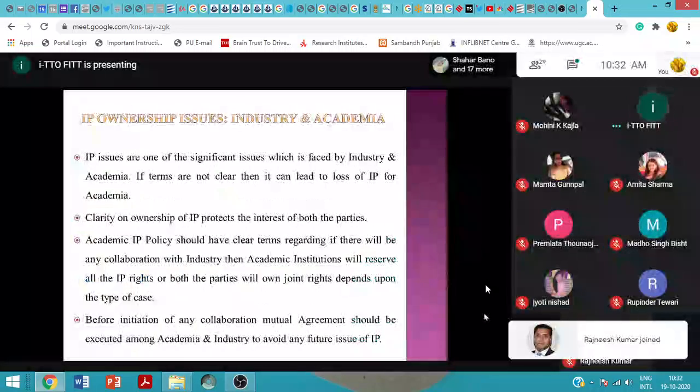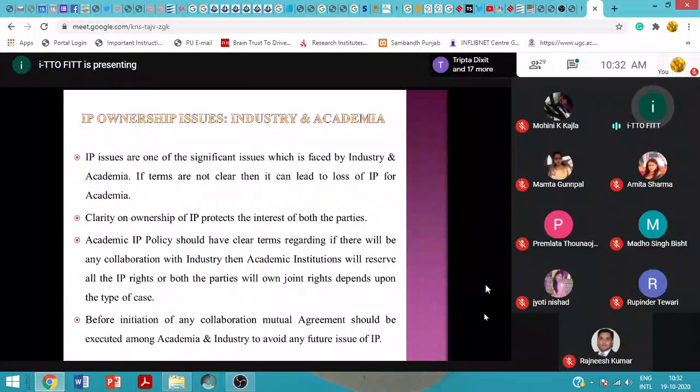But academia had no IP policy in place, and in that case academia had to transfer their IP rights to industry, because there was no IP policy, there were no terms and conditions. Clarity on ownership of IP protects the interest of both the parties, and it is beneficial for both of them as well.